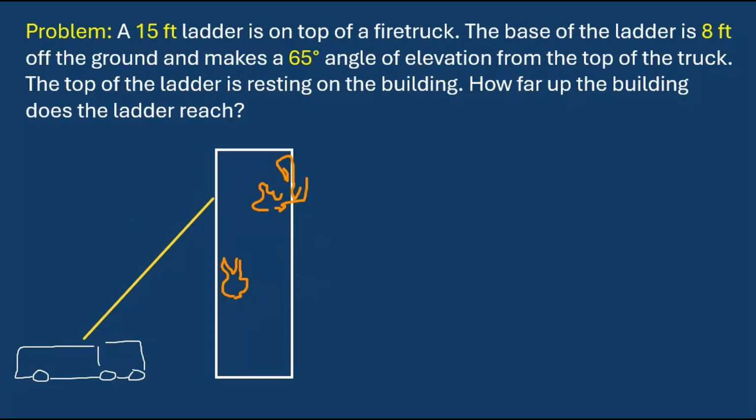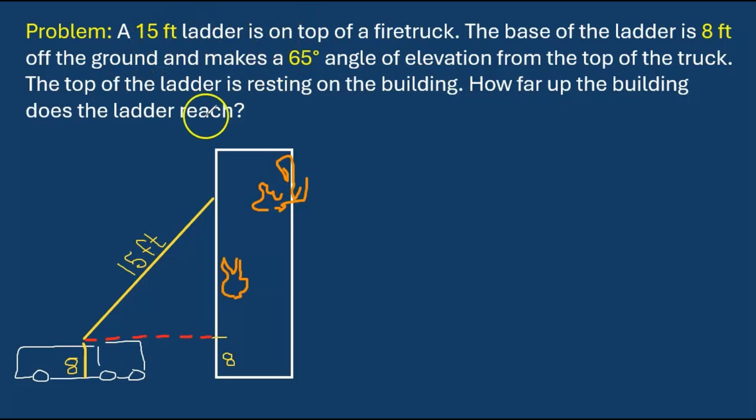Either way, though, what it's telling us is that this ladder is 15 feet. It's also telling us that the base of this ladder is 8 feet off the ground. Let's draw our line of sight at this point so we don't get confused. We're being told that the base of the ladder itself is 8 feet off the ground. That's going to be this number here, which means that we have an extra 8 feet here outside of our triangle that we're going to use at the end.